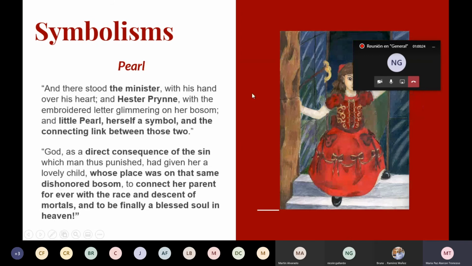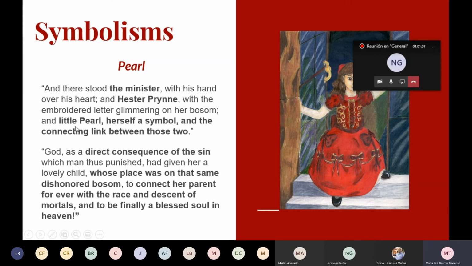The other symbol is Pearl, who symbolizes a living version of the scarlet letter. Hester even dresses her like the scarlet letter. Here in this picture, you can see how Hester dressed her in red dresses. She is a reminder of Hester's sin also, and she represents the punishment that she received for her sin. She also represents the passion that originated the sin.